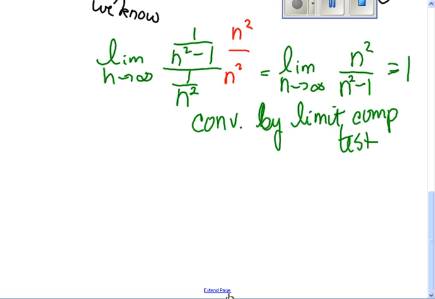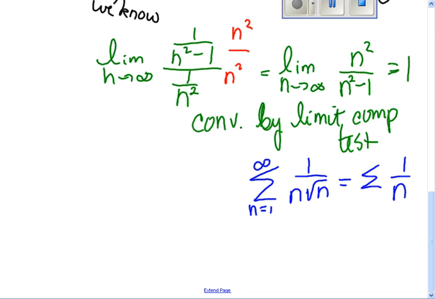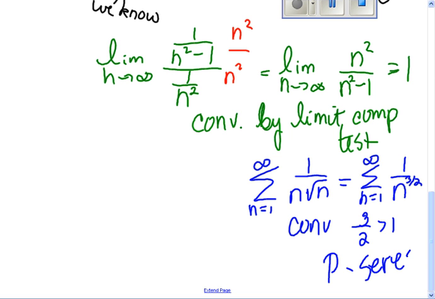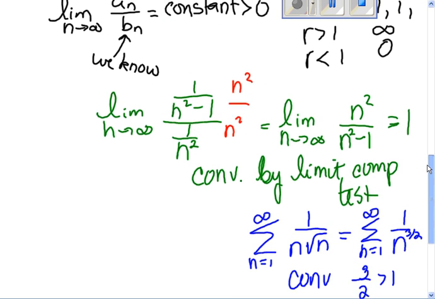So if I had 1 over n times the square root of n, does that converge? Well, that looks like 1 over n to the what? 3 halves. Does that converge? Yes, because 3 halves is greater than 1, so it's the P-series. And that's all you have to write is P-series. So it takes longer to explain this than it does to do. Although in 8.4, when we get to the ratio test, that's not true. But for the most part, that way.